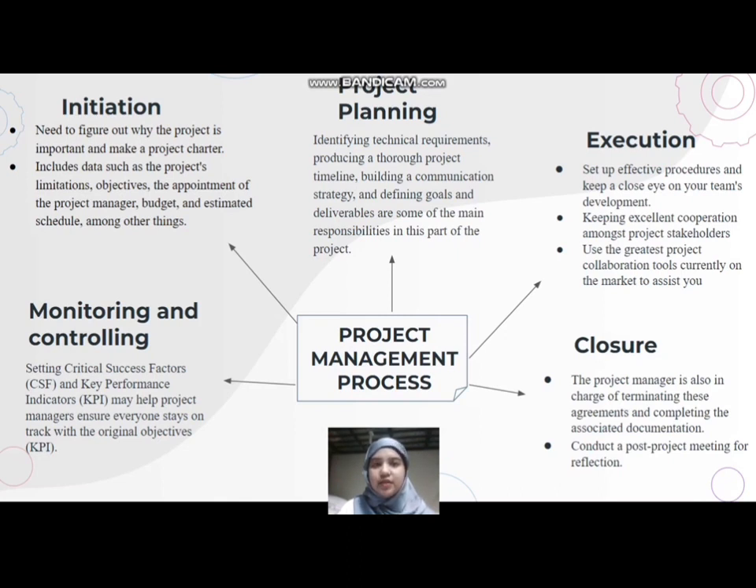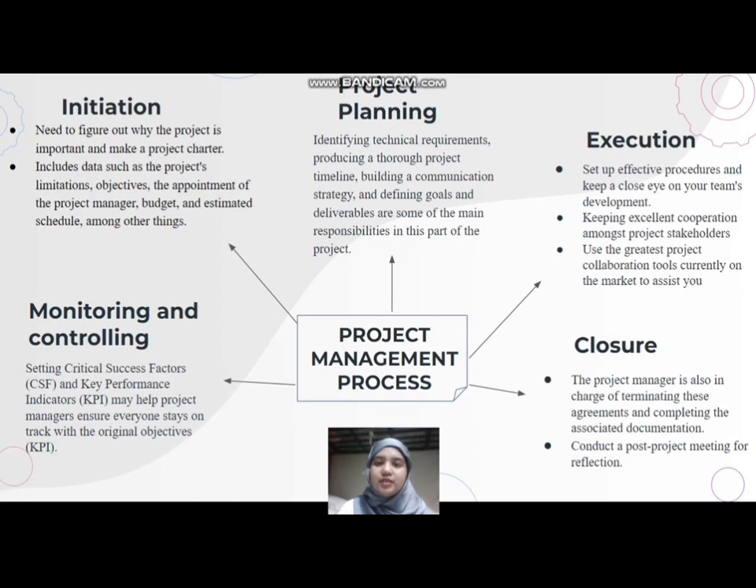For the first one, initiation. We need to figure out why the project is important and make a project charter. It includes data such as the project limitations, objective, the appointment of the project manager, budget, and estimated schedule, among other things. The second one is project planning. Identifying technical requirements, producing a true project timeline, building a communication strategy, and defining goals and deliverables are some of the main responsibilities in this part of the project.